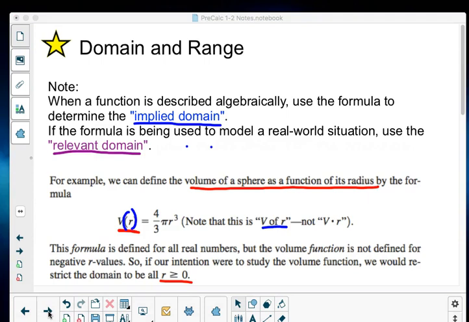Okay, so we're looking at domain and range. Note, when a function is described algebraically, use the formula to determine the implied domain. The implied domain is just the way the equation is. It'll work all the time, okay?